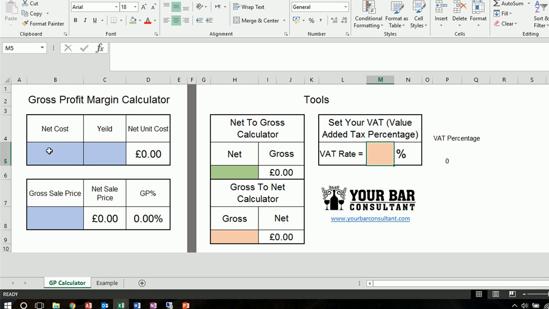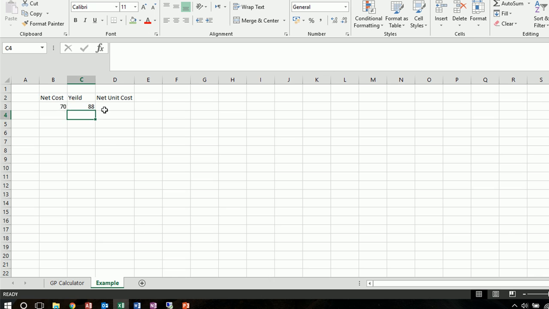So what's the formula we need to work out the net unit cost? Well, it's just the net cost divided by the yield will give you the net unit cost. So we know that B3 divided by C3 will give us the net unit cost per pint of 0.7954, which is quite long, so we can make it a bit shorter by pressing these buttons, and it will take it down to 0.80.